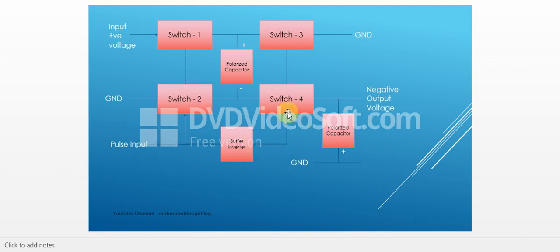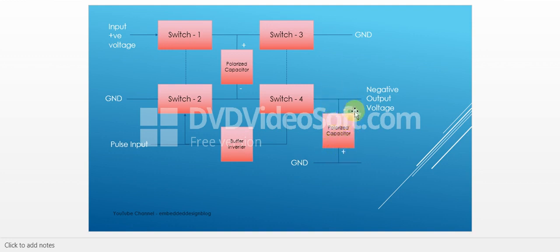The discharge would be in such a way that it flows from positive, and then it goes through this terminal. Now the positive is at a higher terminal, and a negative voltage is being developed across this capacitor, which is seen as a negative output voltage.